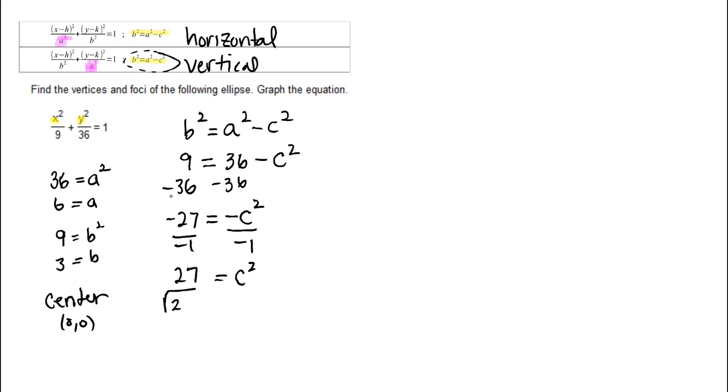If we square root both sides, we get that c equals square root of 27. I'm ignoring the negative because c is a distance. We could simplify this. 27 is 9 times 3. So c equals 3 square root of 3.